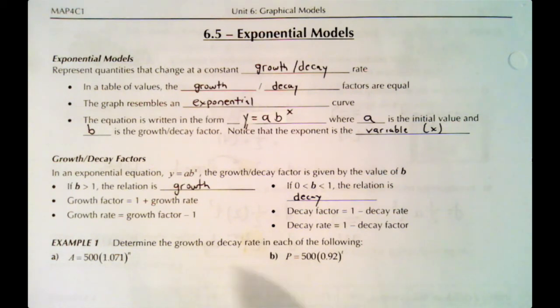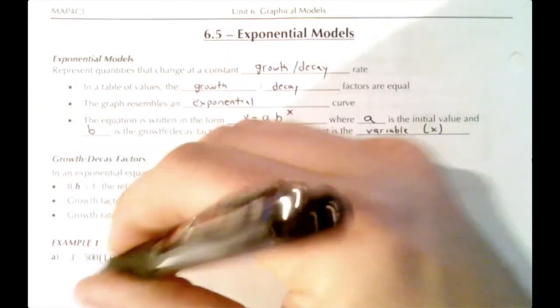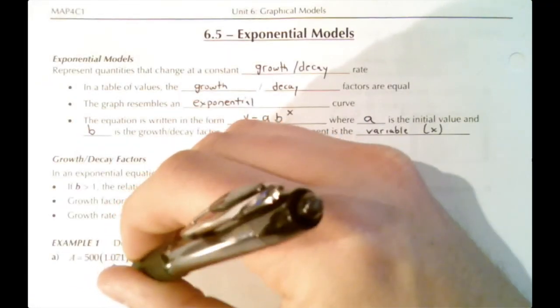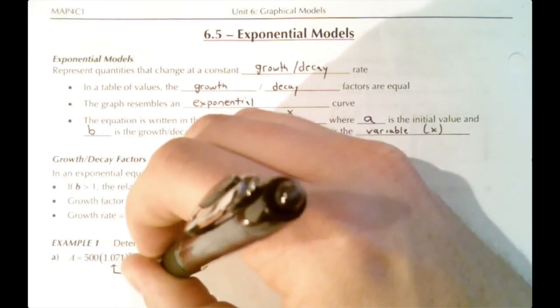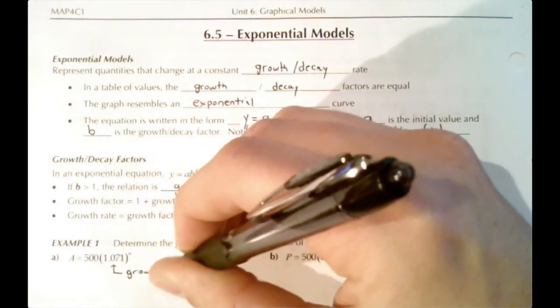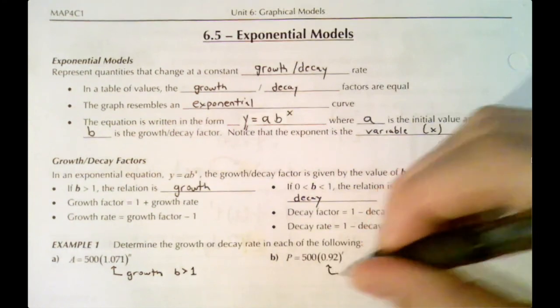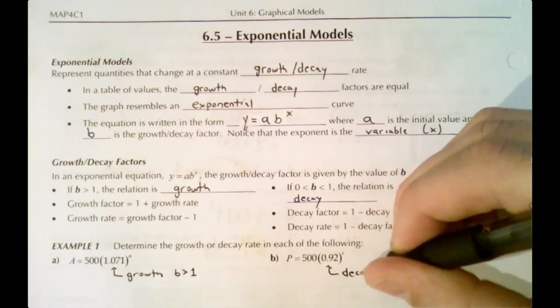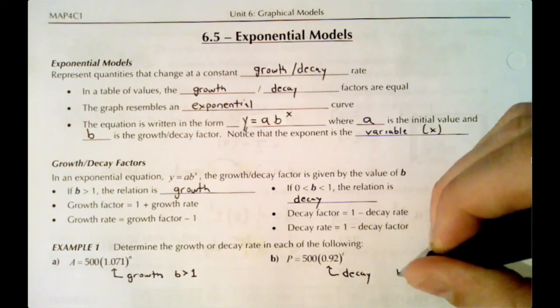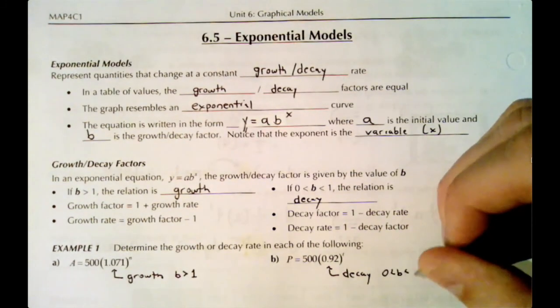So here's two equations. One is growth and one is decay. Our first model is growth, and that's because b is greater than 1. Our second model is decay, and that's because b is between 0 and 1.